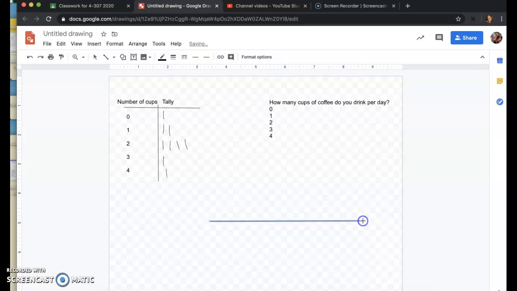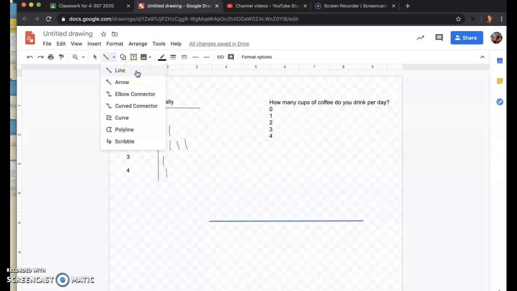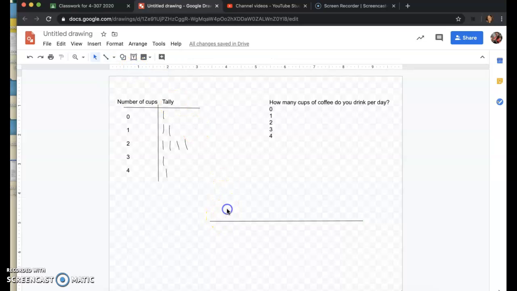Now I'm going to draw a straight line using the straight line feature right there. And then I am going to make my tallies. My line plot, I'm sorry. And I'm going to make another straight line. Ooh, I don't know what happened there. That's okay. I'll just use a scribble. So I have 0 is going to be my first one. 1, 2, 3, and 4.